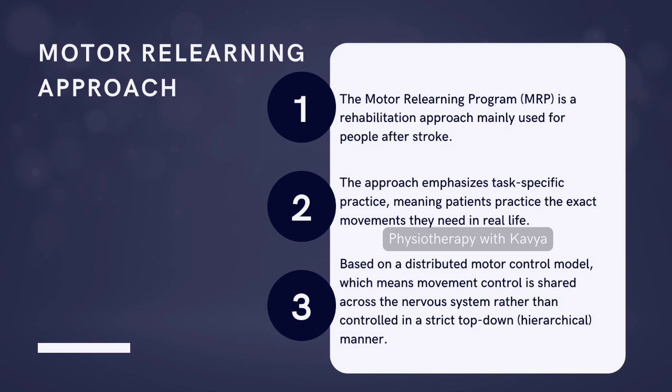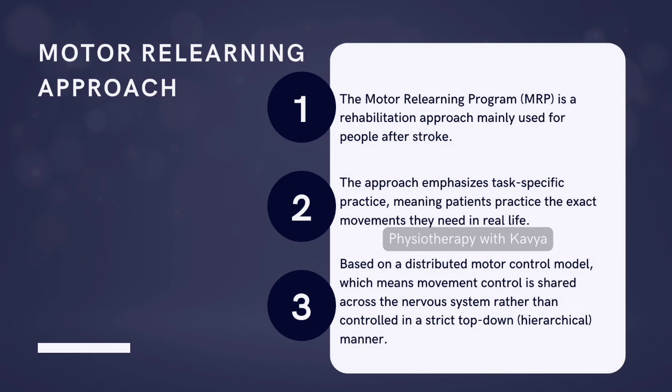So we have motor relearning approach. It is a rehabilitation approach mainly used for people after stroke. It emphasizes task specific practice, meaning patients practice the exact movement they need in real life. So then it will be personalized, individualized, like that. Based on distributed motor control model, which means movement control is shared across the nervous system rather than controlled in a strict top down hierarchical manner.